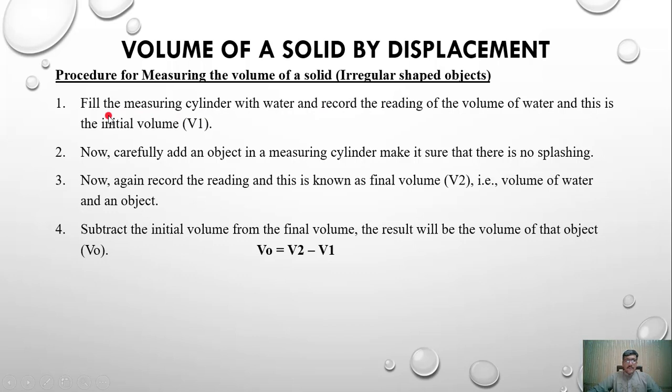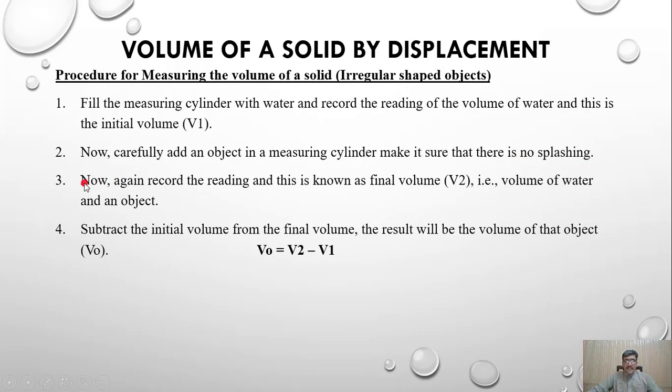First we have to fill the measuring cylinder with water and record the reading of the volume of water. And this is the initial volume. You can call it V1. Now carefully add the object in the measuring cylinder. Make sure that there is no splashing.